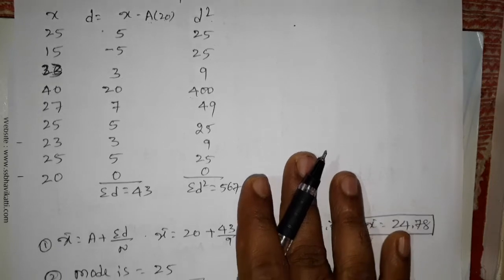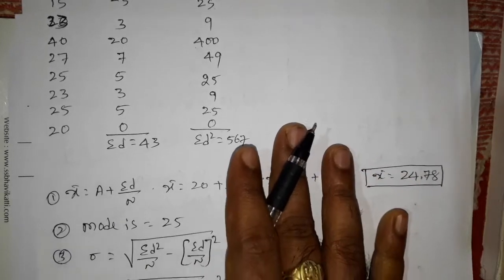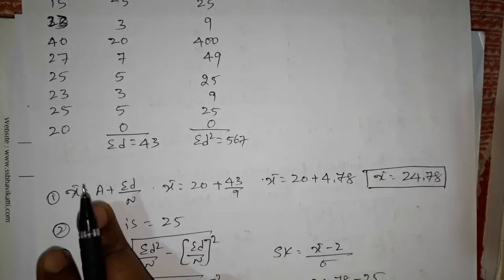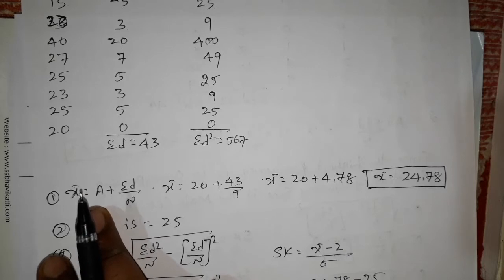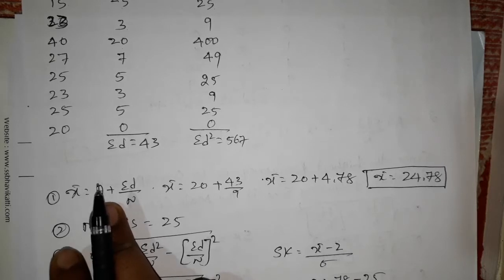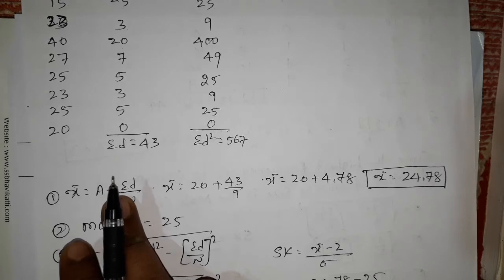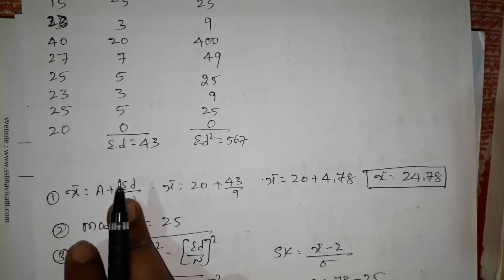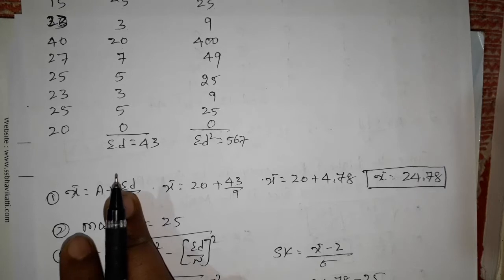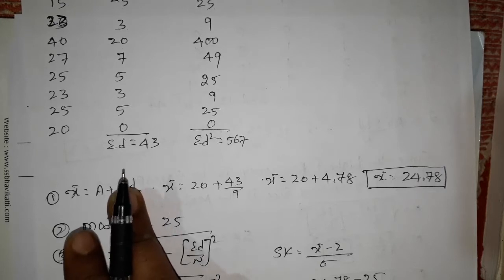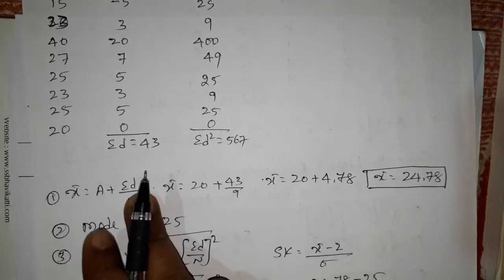Next we will go for finding x bar. X bar is the mean. We need to find the mean, mode and standard deviation for the calculation. As per the formula, Pearson's coefficient of skewness is SK equals mean minus mode divided by standard deviation.